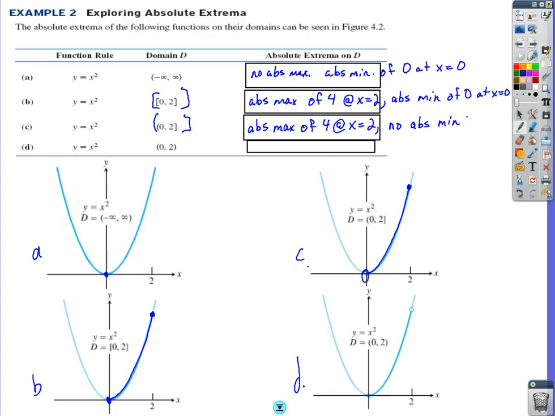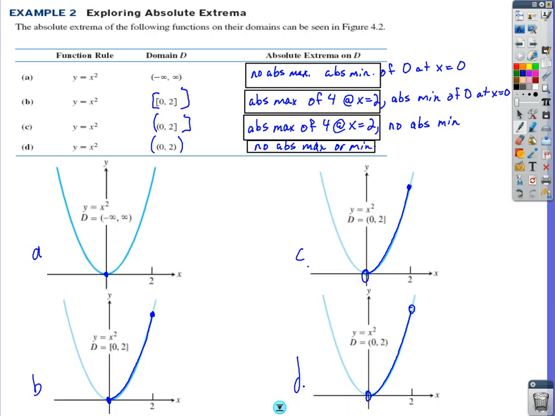And then, what happens at D? Well, at D, they're both open. So they're both open, and so there is no absolute max or min.